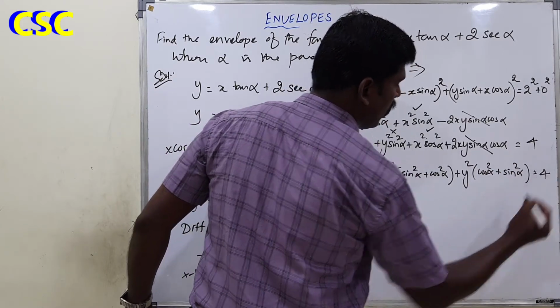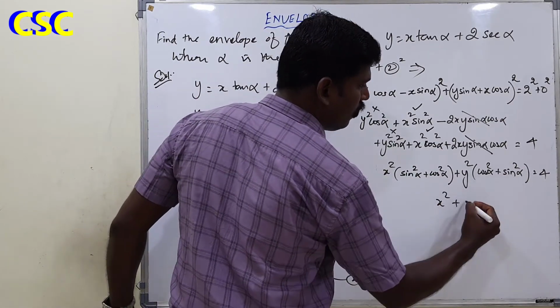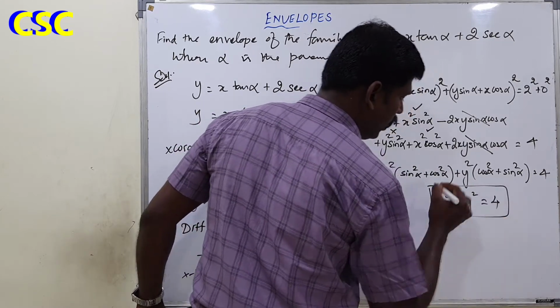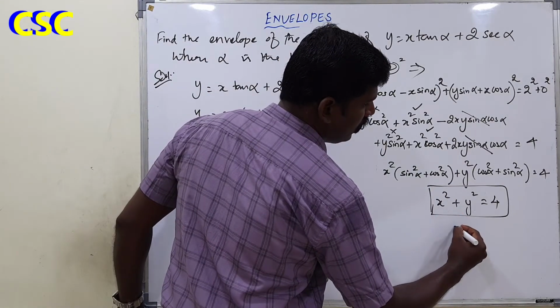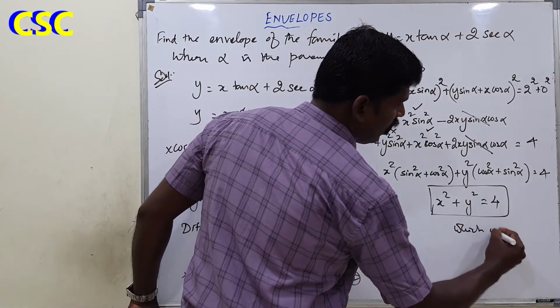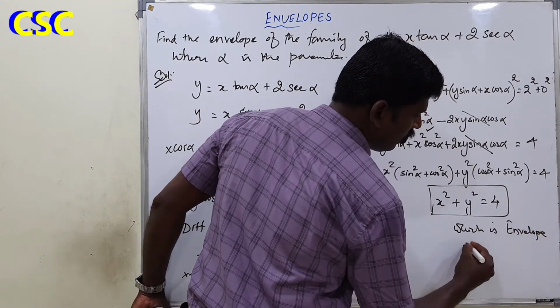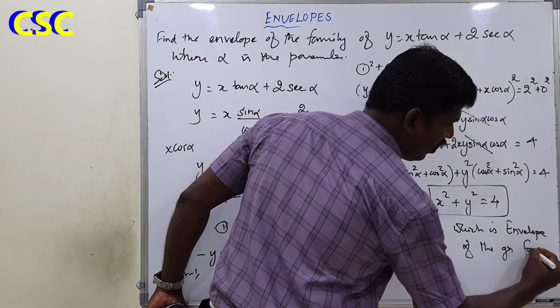What is on the right hand side? Already 4. What is this value? This becomes 1. So x square plus, what is this value? This value also becomes 1. So x square plus y square is equal to 4. Right? This is the equation of the envelope of the given family of curves.